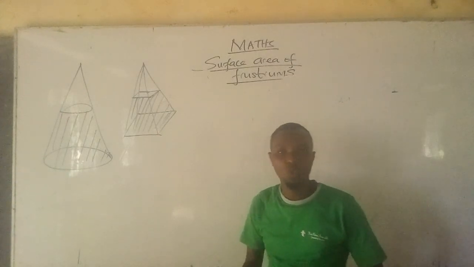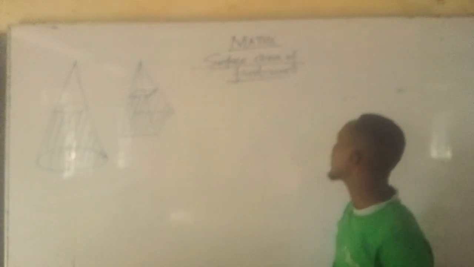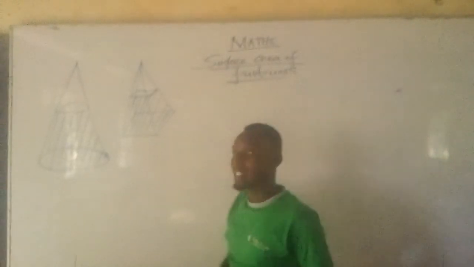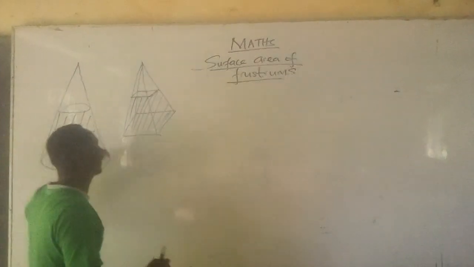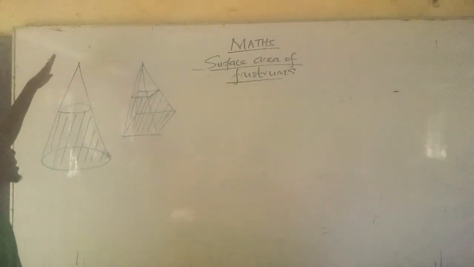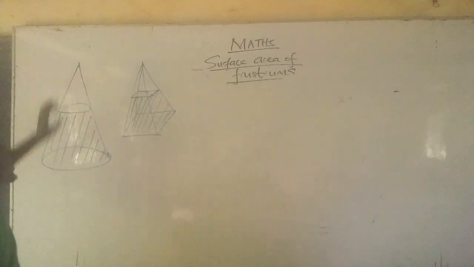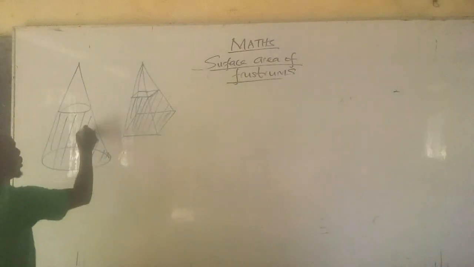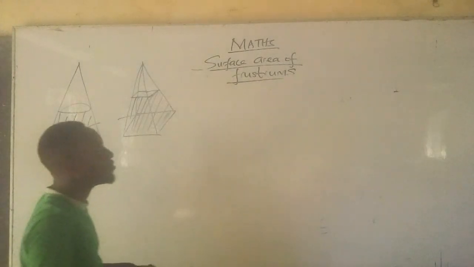Most welcome. Today we are going to learn about surface area of a frustum. This is Form 2 work. A frustum is a section of a cone that remains after subtracting the smaller cone cut from the original cone. So for this case, these two shaded parts are our frustums.